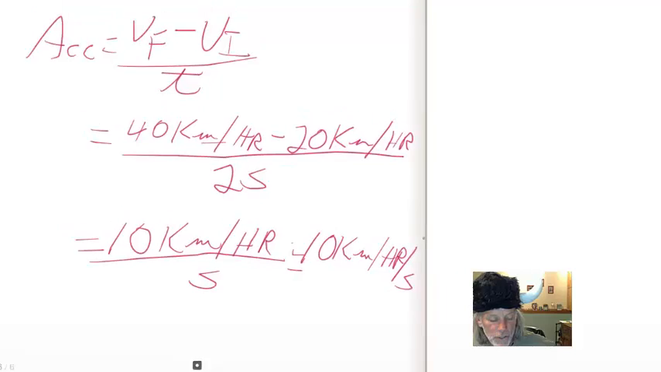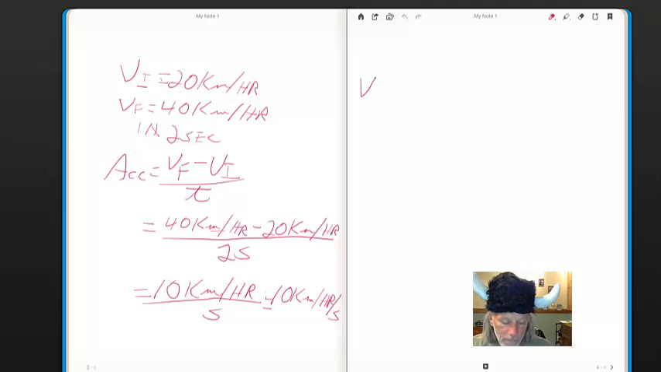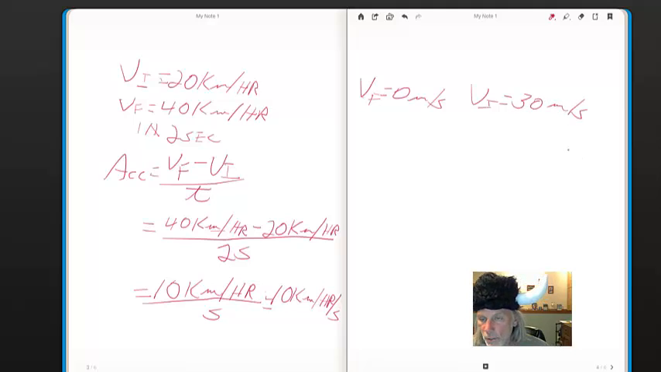Sometimes you slow down, or if you come to a stop you put on the brakes. So let's take a look at a problem of that. Our final velocity, if you're going to stop, is going to be 0 meters per second. Our initial velocity, let's just say for this one, is 30 meters per second. So we're slowing down. You're stepping on the brakes. Another term for this is deceleration. And let's say again we come to a stop in 2 seconds.